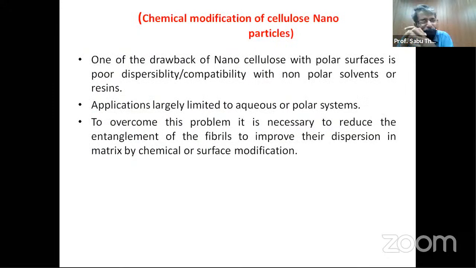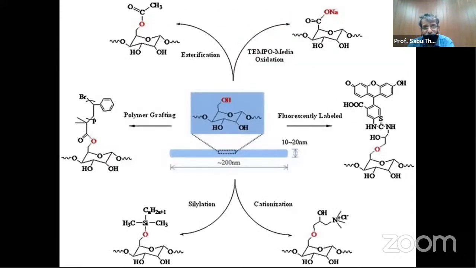I wanted to show you another important slide. Once you make this nanocellulose, it's a very simple process. Anybody can do it. But the beauty of nanocellulose is you can do a lot of chemistry on this. So where is the role of chemists? Look at the structure of nanocellulose, you have beautiful hydroxyl groups. So you can do a TEMPO-mediated oxidation process. These hydroxyls could be transformed into COOH.